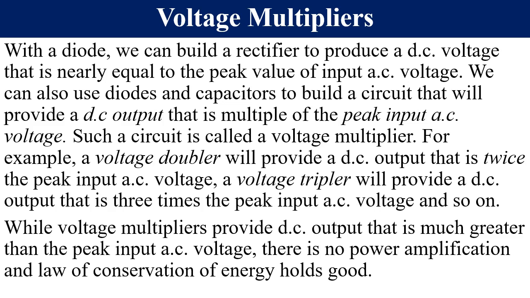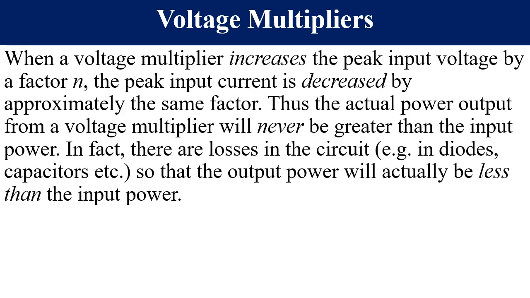We'll look at voltage doublers and voltage triplers, but it is also important to know that despite the fact that we produce a high DC output voltage, there is no power amplification since there is a reduction in the current. While there is a multiplication of the input AC voltage by N, the peak input current decreases by N. So the actual power output from a voltage multiplier will never be greater than the input power, but in actual fact it is less due to some losses.